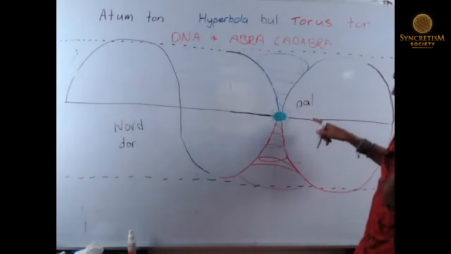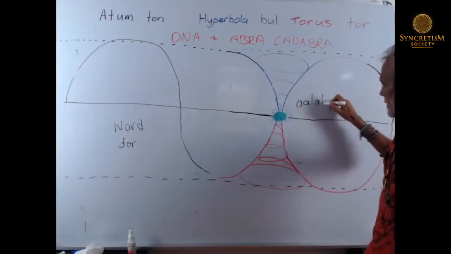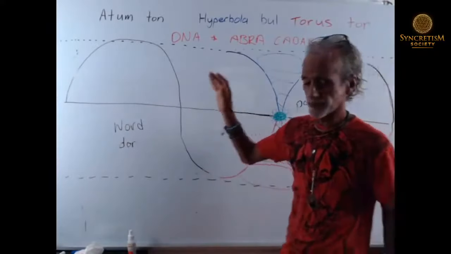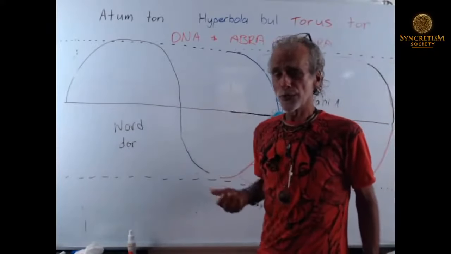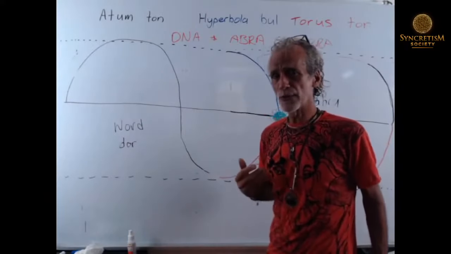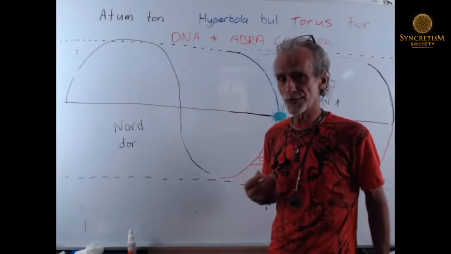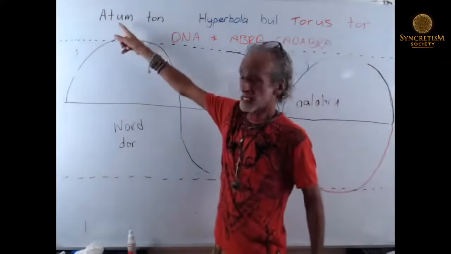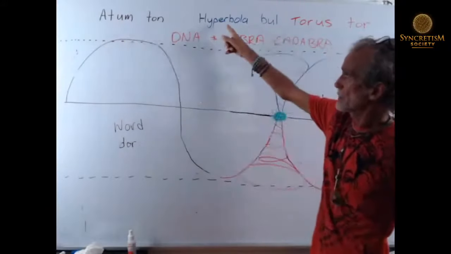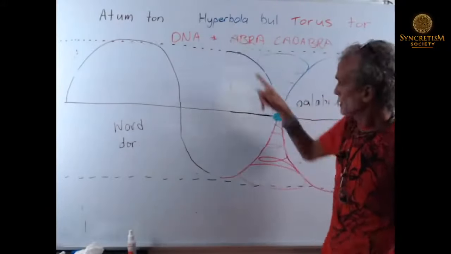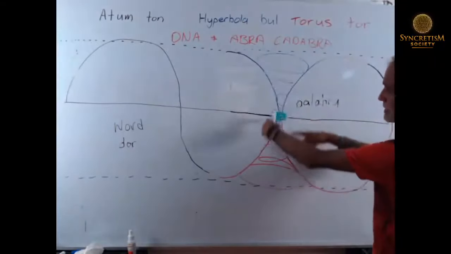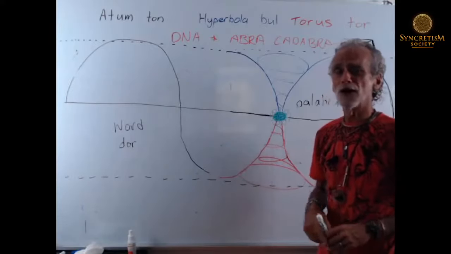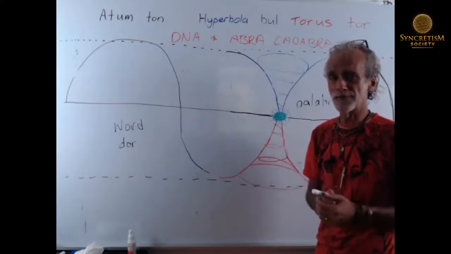So I'll get back to this. I'll write that there as a note. But what I want to say is, there are three words, and these are the three parent words of all words. They are the roots of all words, put it that way. One of those words is atum. The other word is hyperbola, which is this hourglass inside of every donut, D-O-N, of every torus field, which is an atom.